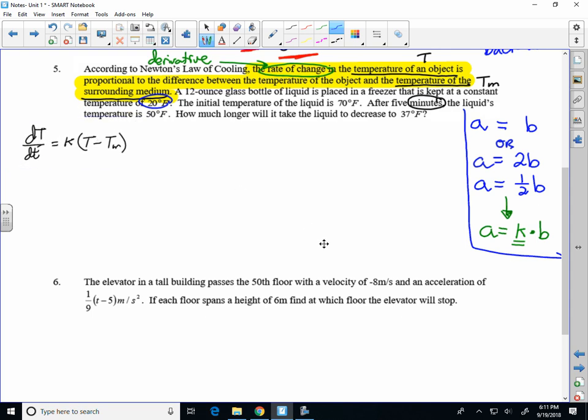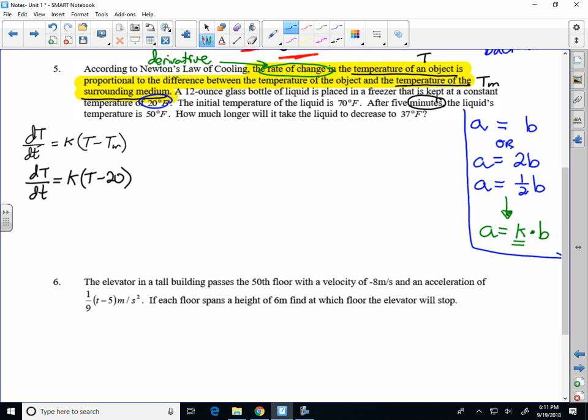Okay, so let's get some numbers in here. A 12-ounce glass bottle of liquid is placed in a freezer and kept at a constant temperature of 20 degrees Fahrenheit. So dT/dt is equal to k times (T minus 20). The initial temperature is 70 degrees, so that's at time t equals 0. After 5 minutes, the temperature is 50 degrees. How much longer will it take to get down to 37 degrees?